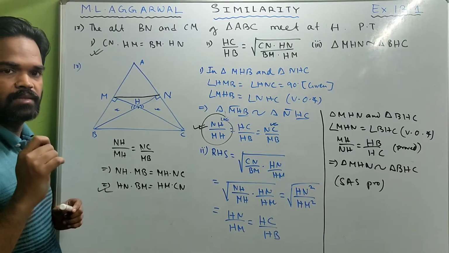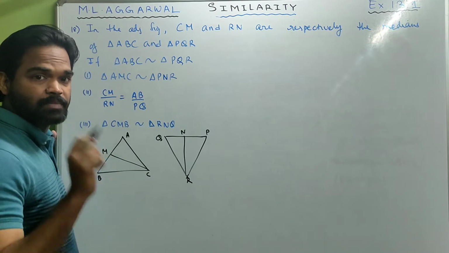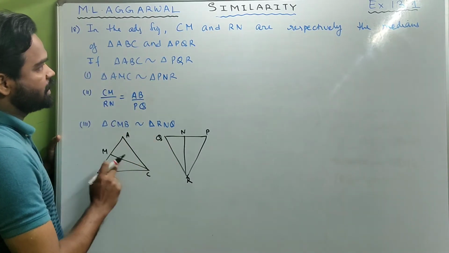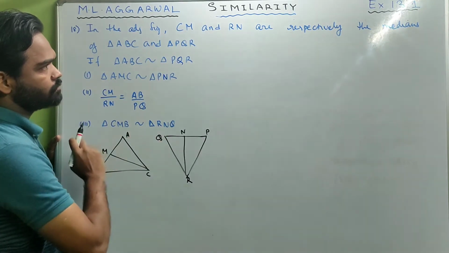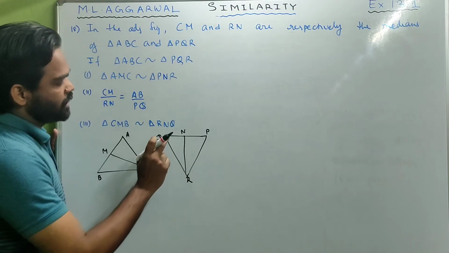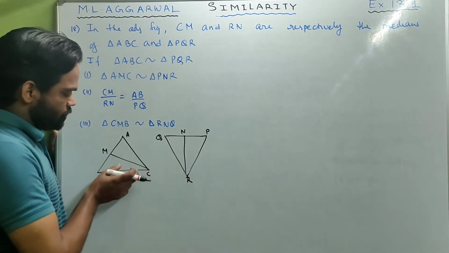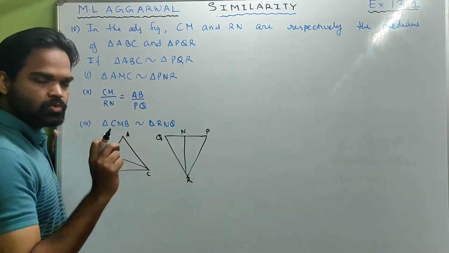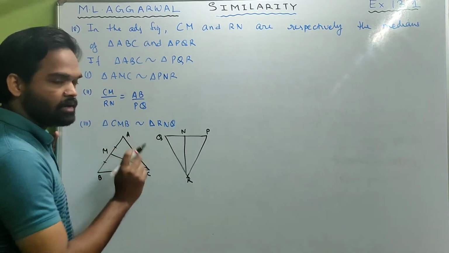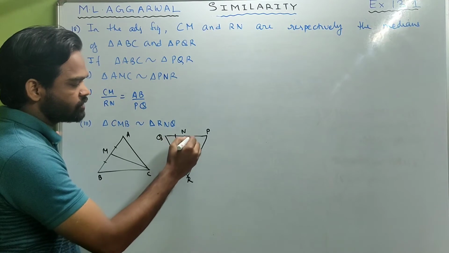Now let us look at the next sum. Now look at this sum number 18. Very interesting. In the adjoining figure, CM and RN are respectively the medians of triangle ABC and PQR, which means CM divides AB into two equal halves, which means AM and MB are same. Similarly, RN divides QP into two equal halves.